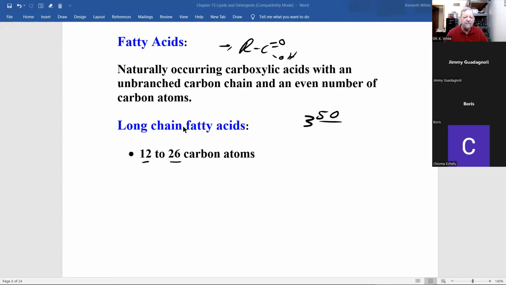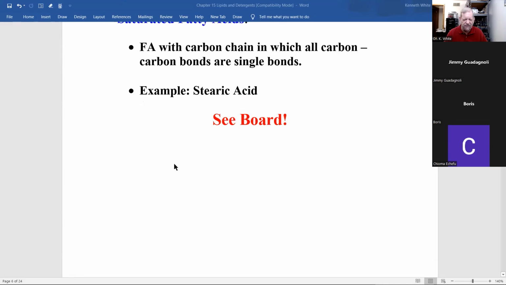All right, now, fatty acids are carboxylic acids where the carbons in R and the carbonyl carbon are always a total of an even number. It goes from 12 to 26 carbons, and most common are 16 and 18, and some smaller ones too.